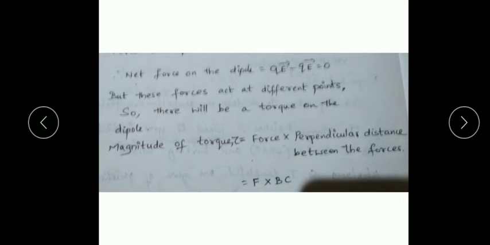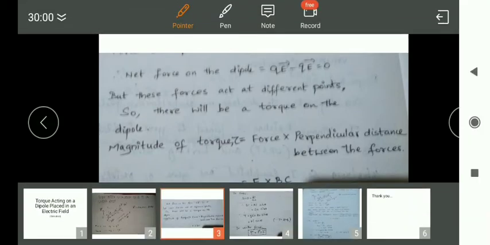What is that torque? What is the magnitude of that torque? That we'll see first. Then we'll see the direction or vector form. Finally, we'll write the equation in vector form. So initially, we need to find the magnitude of torque. So how to represent torque? Torque is represented by tau.